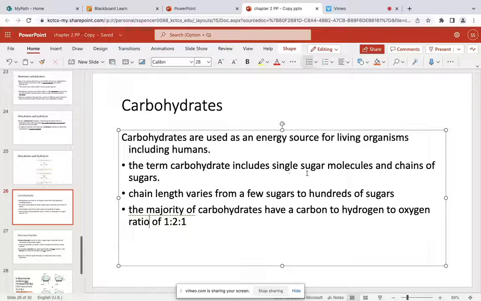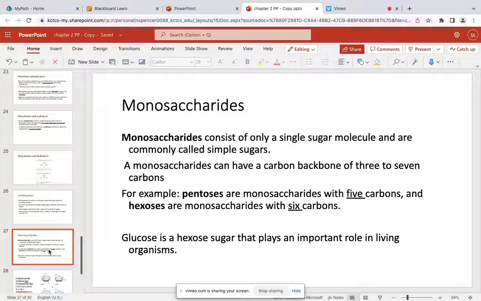The term carbohydrate includes single sugar molecules, and sometimes we have chains of sugars. Whenever it's a single sugar, we call it a monosaccharide. Saccharide is the root word, mono meaning one, so one sugar. Pentose means it's a monosaccharide with 5 carbons. Hexose, hexagon, 6 carbons. Glucose is an example of a hexose. You have a couple different ones as well: maltose, fructose, sucrose. Those are all isomers, or different arrangements, of this hexose.